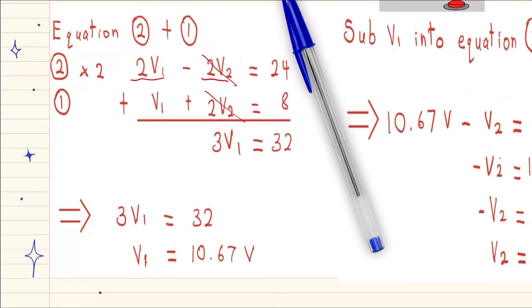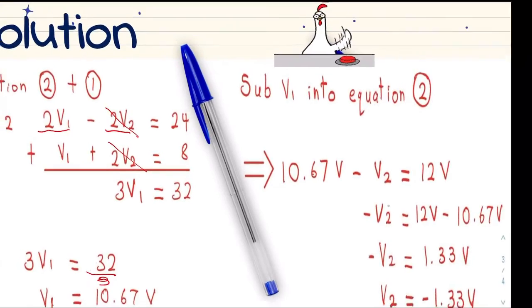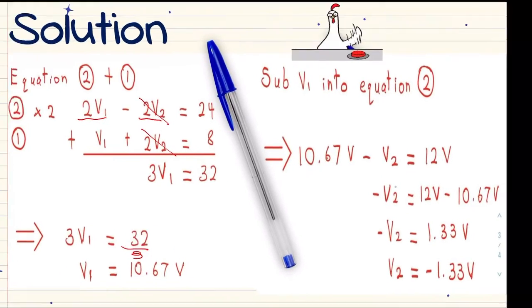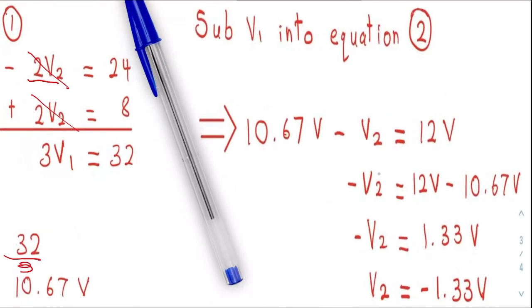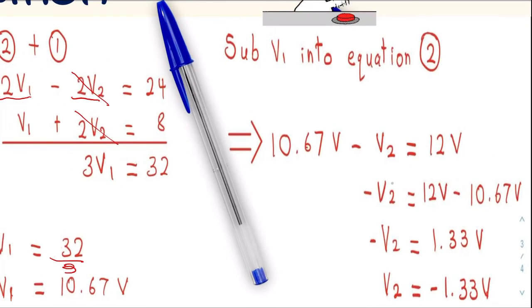So in order to get the value of V1, right now 3V1 is equal to 32. So I take 32 and I divide by 3, right? Yes, that's correct. Okay, so after I divide, the value of V1 is now equal to 10.67 volt. Okay, so after I get the value of V1, I will have to substitute V1 into the second equation, which is V1, 10.67 volt, minus V2 equals 12 volt.